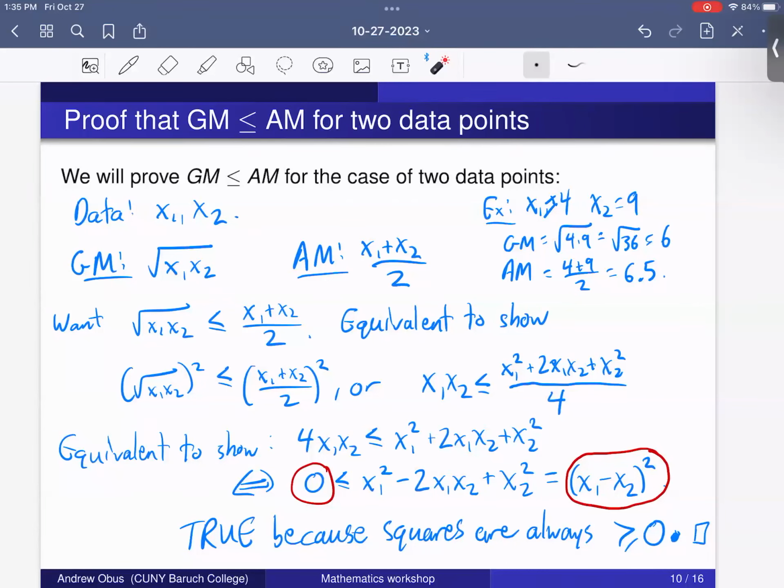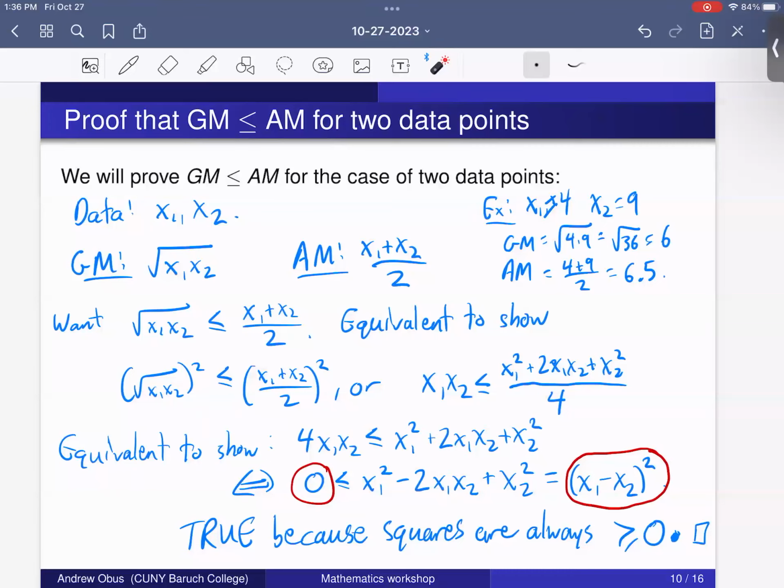Okay. So this shows us that for any 2 numbers, their arithmetic mean is always going to be at least as big as their geometric mean. And in fact, you're only going to get equality when this is equal to 0, which means when the 2 numbers are equal to each other.